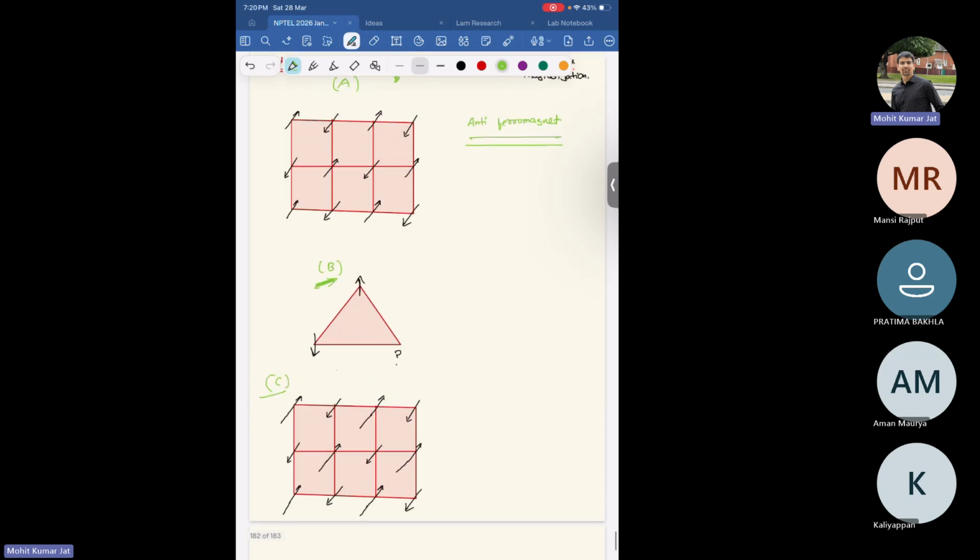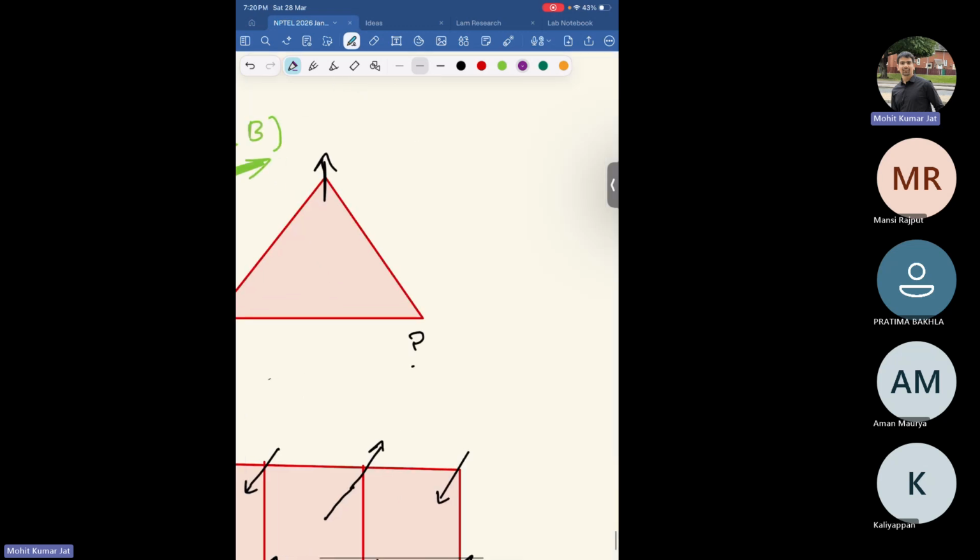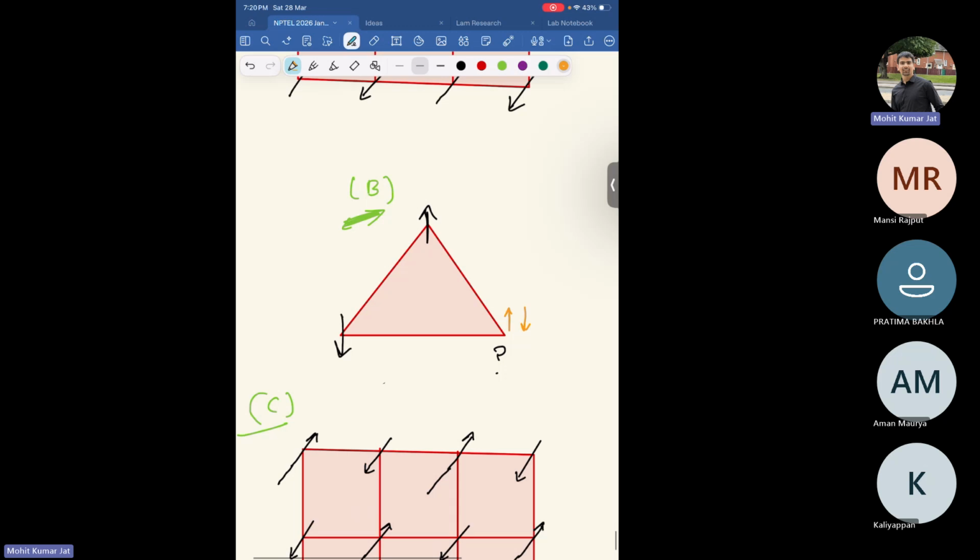So let me just write here. Partially ferromagnetic. These systems will, of course, be partially ferromagnetic, and so some magnetism will be there, because whatever you put here, either spin up or spin down, it is going to have a net magnetization.